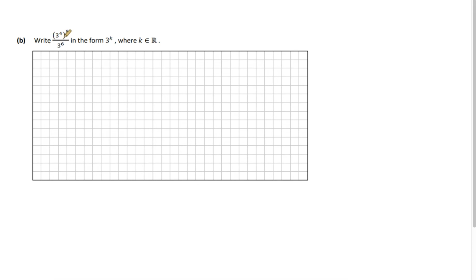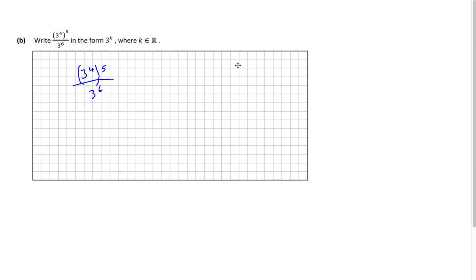Part B says write 3 to the power of 4 to the power of 5 over 3 to the power of 6 in the form 3 to the power of k, where k is an element of the real set. Okay, so this is an indices question. 3 to the power of 4 to the power of 5 all over 3 to the power of 6.